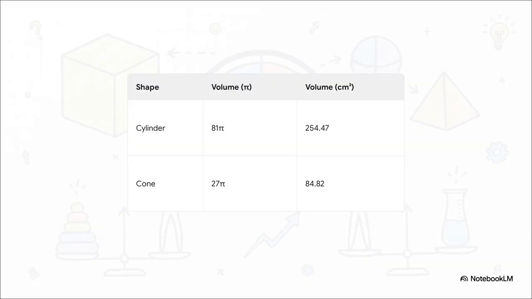Let's actually test this with some real numbers to see it in action. Say both shapes have a radius of 3 centimeters and a height of 9. For the cylinder, 3 squared is 9, times 9 gives us 81. So, 81 pi, which is roughly 254.5 cubic centimeters. Now, instead of doing all that heavy lifting again for the cone, we just apply our rule. What is 1/3 of 81 pi? Boom, exactly 27 pi. The math perfectly backs up the theory every single time.